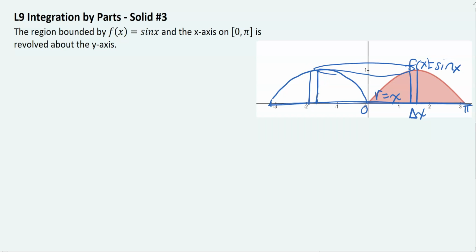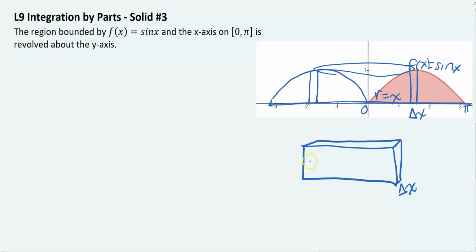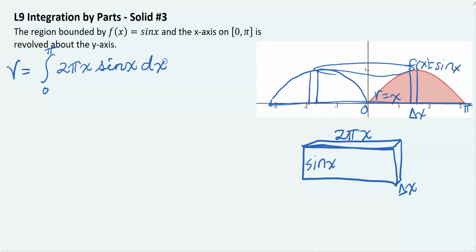So that one particular cylindrical shell, if I open it up, again, it would be a rectangular solid like this, right? And the thickness, again, is delta x. The height is sine of x. And the length would be the circumference of the circle with radius x. So that would be 2 pi x. Therefore, the volume of this solid will be the integral from 0 to pi of 2 pi x sine x times the thickness dx.